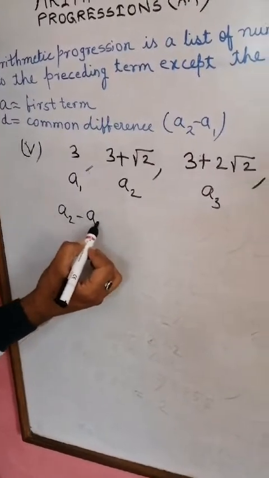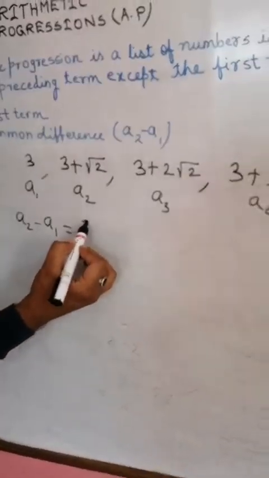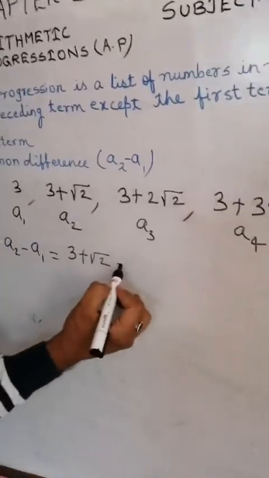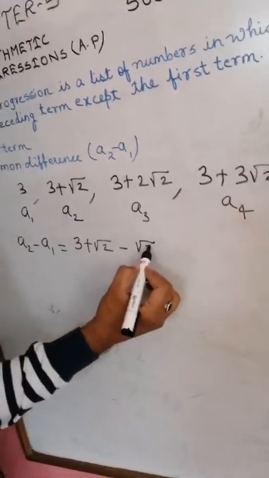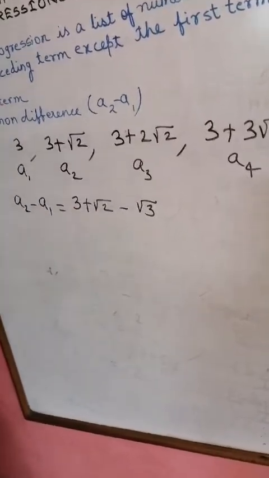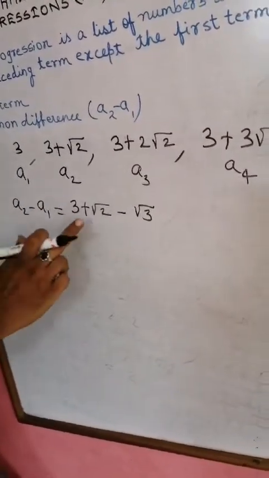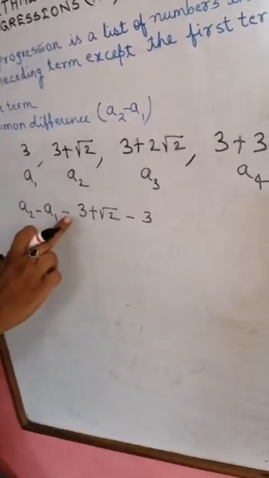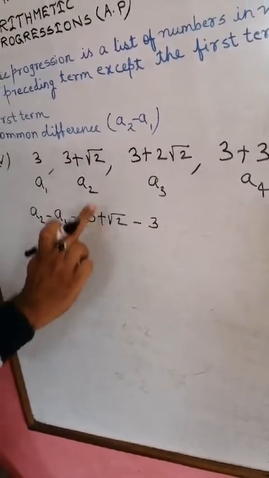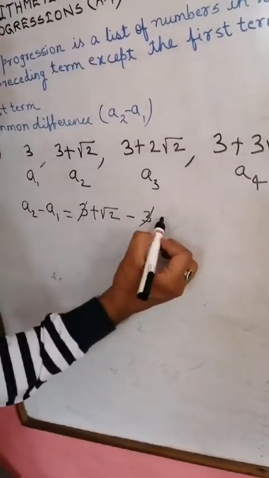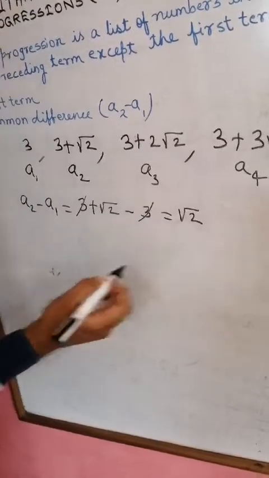A2 minus A1: 3 plus root 2, minus sign, 3. Now here you can see this is 3 plus root 2 and the minus sign is 1. Plus 3 and minus 3 will cancel, the answer is root 2.